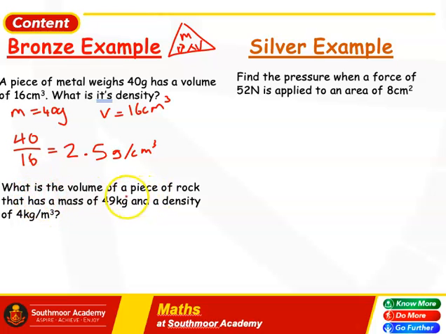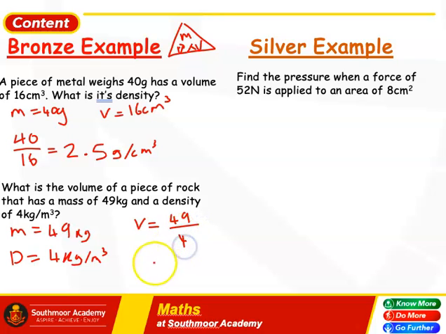Right, and then the second question: what is the volume of a piece of rock that has a mass of 49 kilograms and a density of 4 kilograms per metre cubed? So again, let's write out all the information we have. We have a mass of 49 kilograms, a density of 4 kilograms per metre cubed, and we want to find the volume. So our volume is going to be our mass, 49, divided by our density, 4.